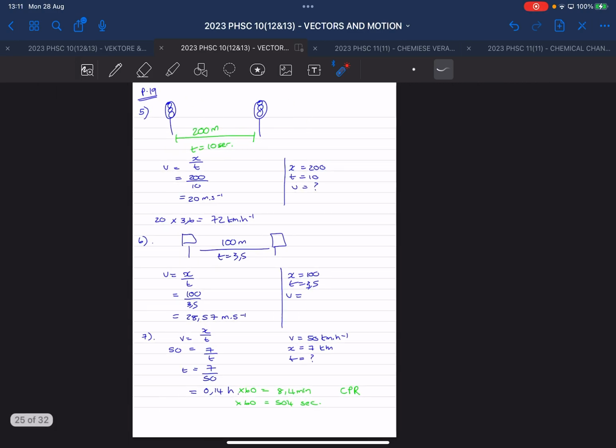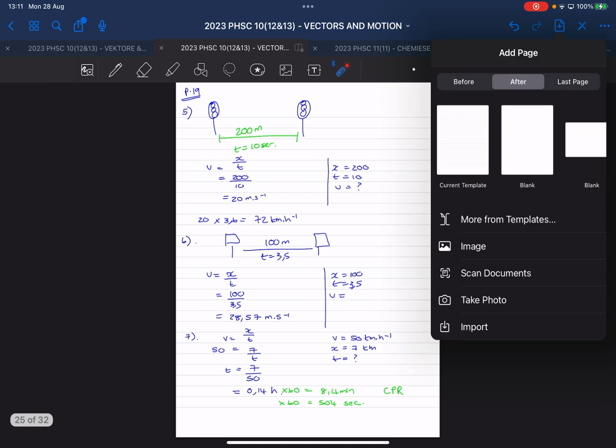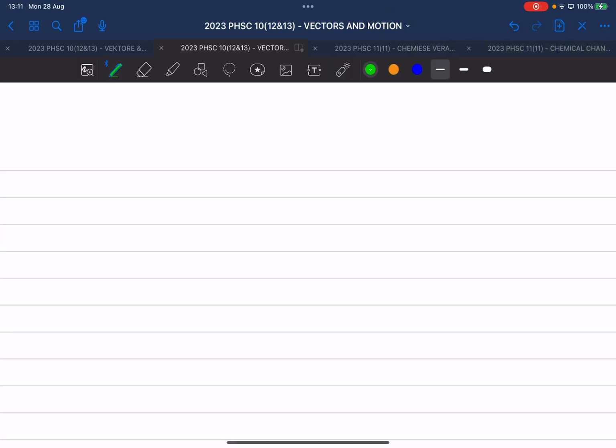Okay. Right, and next one, question 8. They ask there, how far, so they want the distance, will a car travel in 30 seconds if its speed is 18 meters per second. Remember, you start with the formula.